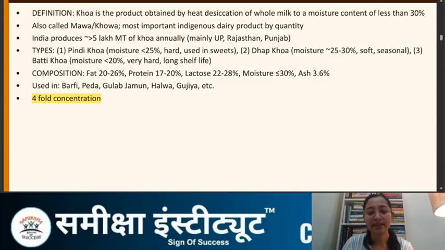A simple mathematical calculation. In the case of protein as well, it is 17 to 20%. The lactose value will be 22 to 28%, because lactose is also around 5% initially. Then moisture, as said earlier, is less than or equal to 30%, and ash 3.6%. It is used in barfi, peda, gulab jamun, etc. All these things involve the formation and utilization of khoa.